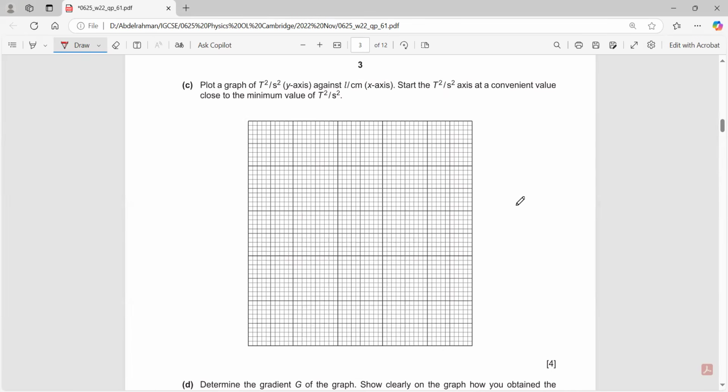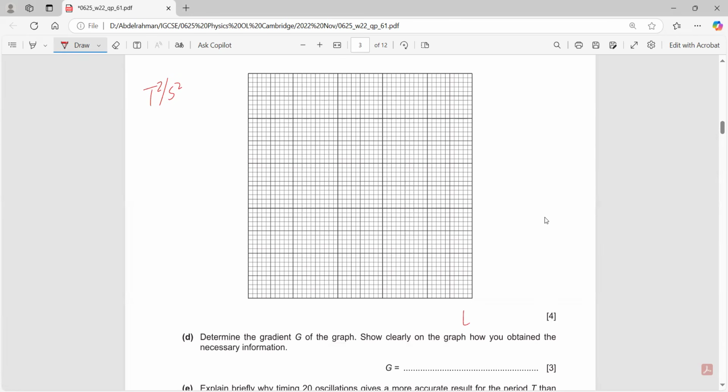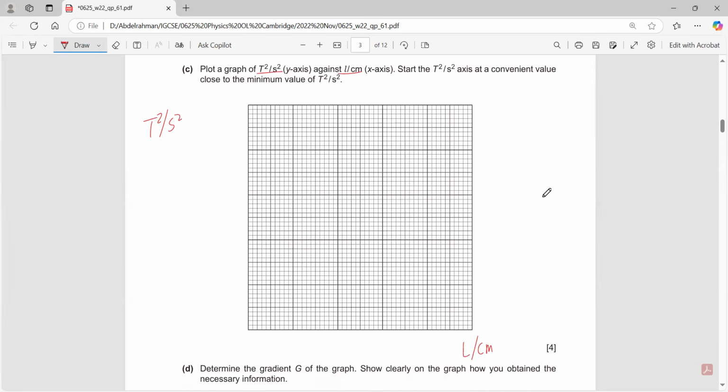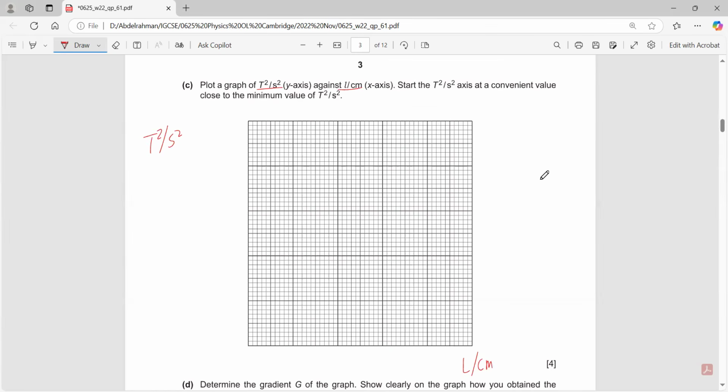Then I'm required to draw the graph. First of all, plot T squared over s squared on the y-axis, and L over centimeters on the x-axis. Start the T squared axis at a convenient value, close to the minimum value of T squared. So you're not required to start from the origin.